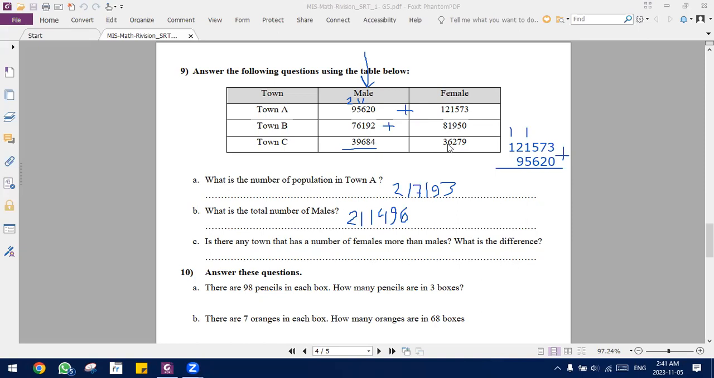Then we need to find the difference. So let's choose one of them. Let's choose B, for example. We need to find the difference. As we said, the difference, we should use subtraction. So we will do. We start from the highest value. 81,950 minus 76,192.